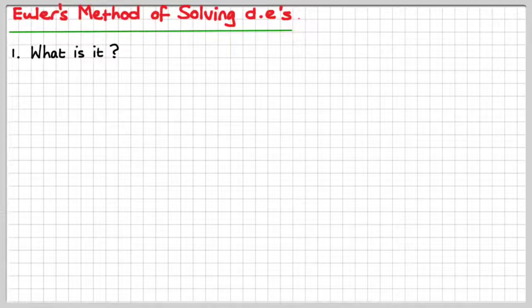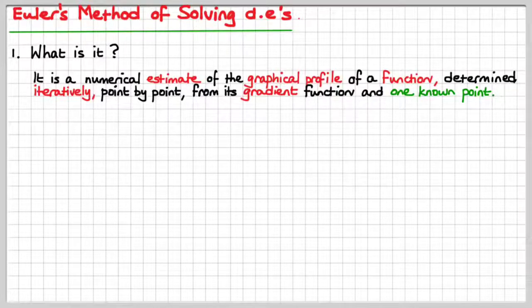Now, Euler's method for solving DEs. What is it? Well, it's a numerical estimate of the graphical profile of a function, determined iteratively, point by point, from its gradient function, and one known point on the original function. Not the gradient, the original function, that one known point. So you've got one known point on the original and you've got the equation for the gradient function, okay?